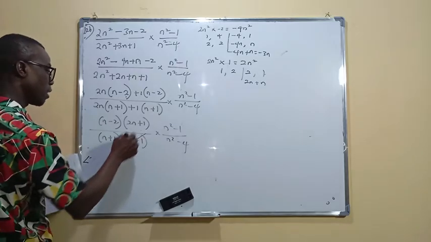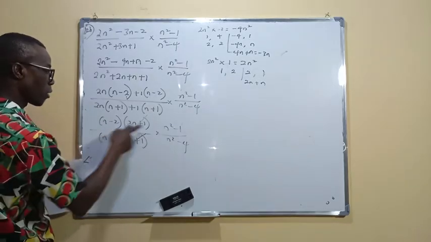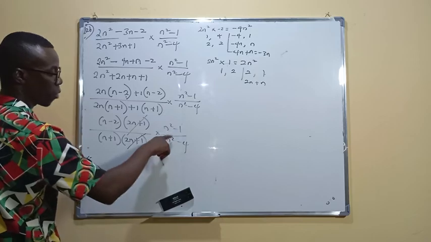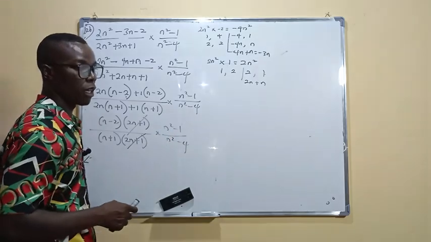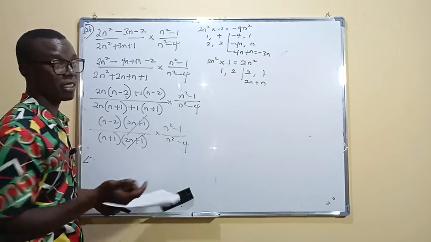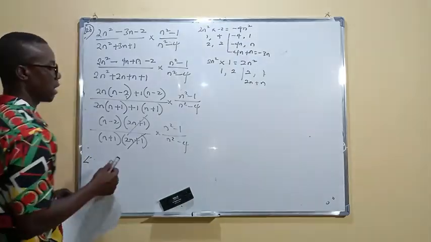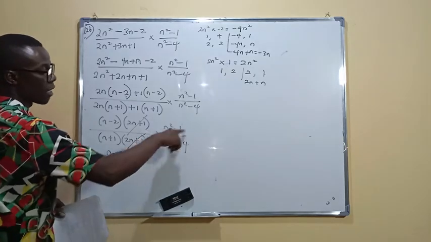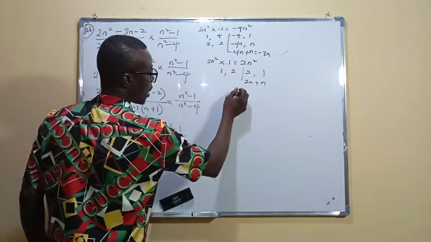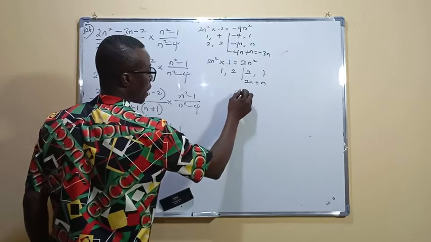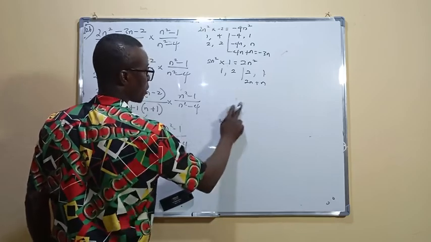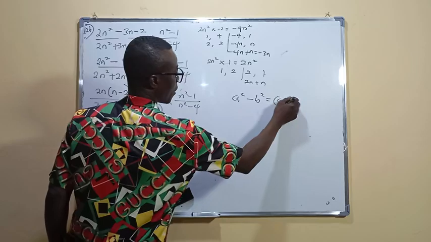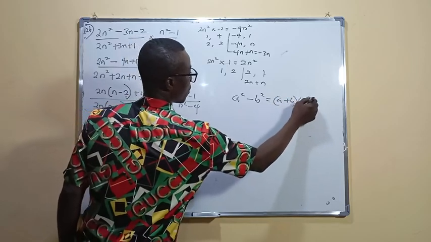Now looking at this, I think this and this cancel, and then we are going to be left with n minus 2 over n plus 1. Now this is also a difference of two squares. So I can have n minus 2 over n plus 1 times, now what I mean by difference of two squares is, if we have something like a squared minus b squared, this is the same as saying a plus b into a minus b.